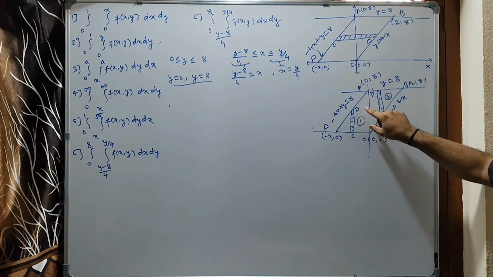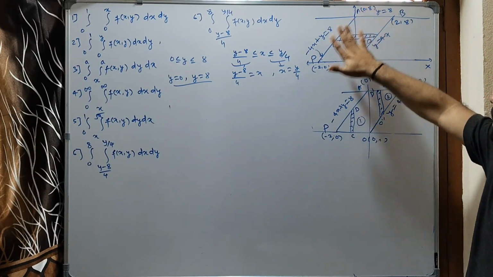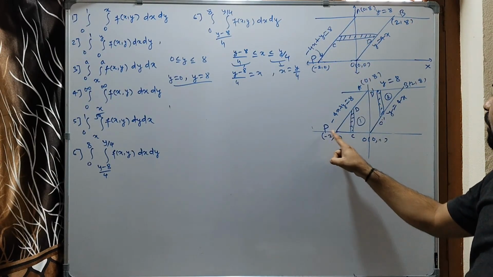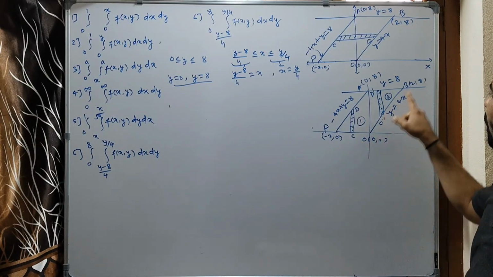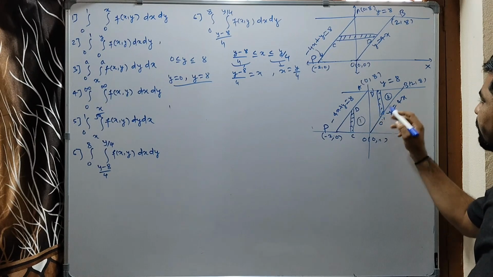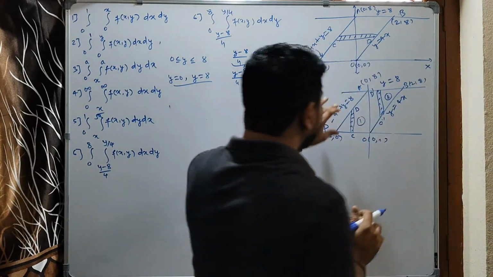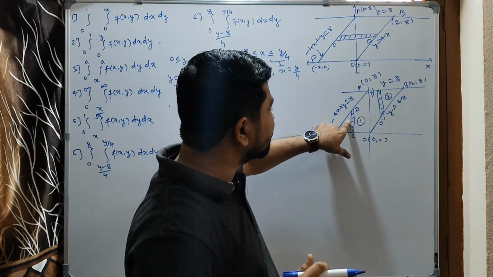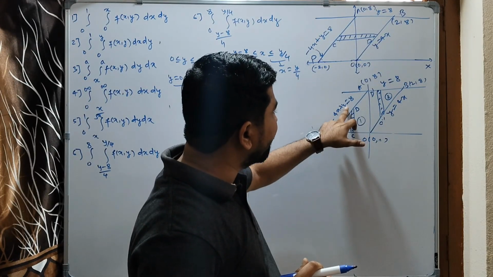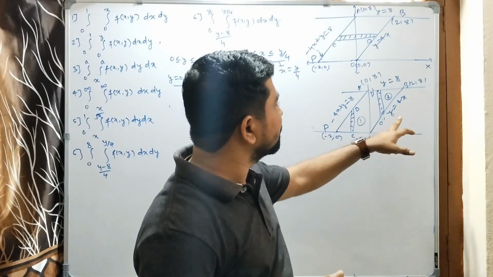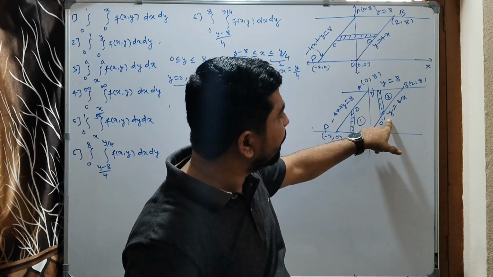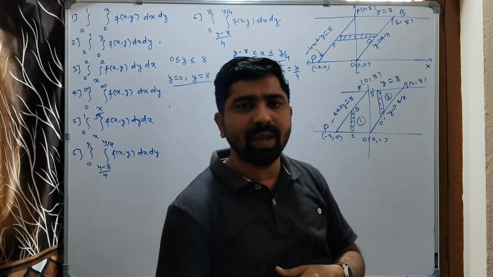So to cover my first region, I am dividing this whole region POBA into two regions, POA and OBA. This is my first region and this is my second region. In the first region, I draw the strip CD which is parallel to the y axis, starting from the x axis and terminating on this line. While covering the second region, I draw the strip C dash D dash, which is parallel to the y axis, starting from the line y equal to 4x and terminating on the line y equal to 8.